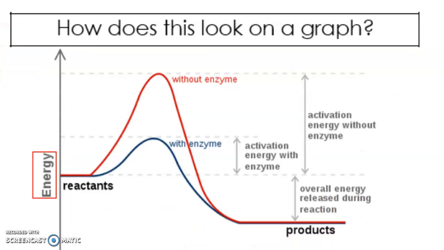So how does this work on a graph? You have energy and reaction. So without an enzyme, it takes a lot more energy for your body to break down. With an enzyme, it has lower activation energy.